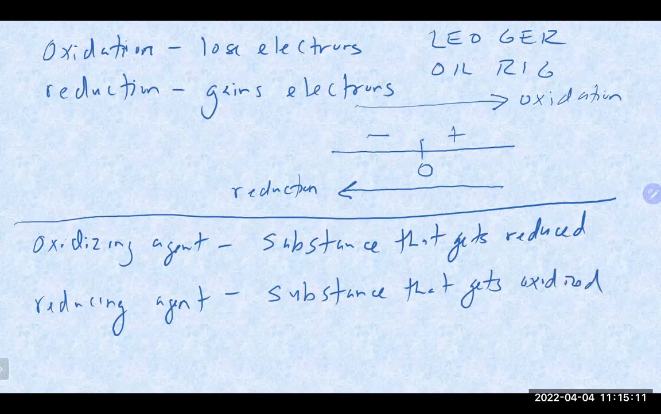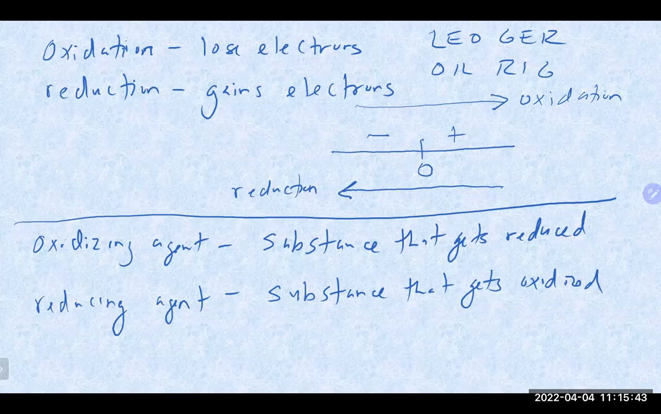So why are they called that? Well, let's talk about the oxidizing agent first. In order for something to be oxidized, it has to lose electrons. And in order to make something lose electrons, somebody has to gain those electrons and be reduced. So the one that is being reduced needs to gain electrons from somebody. That's going to cause the oxidation in somebody else because they lost electrons.